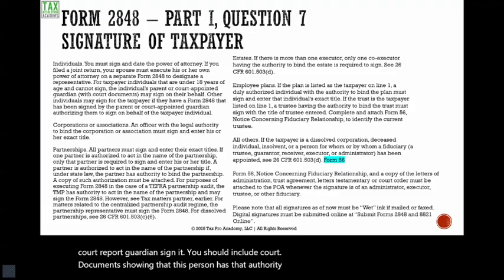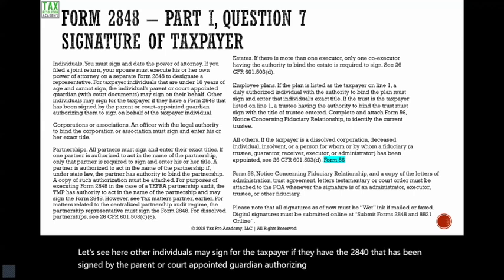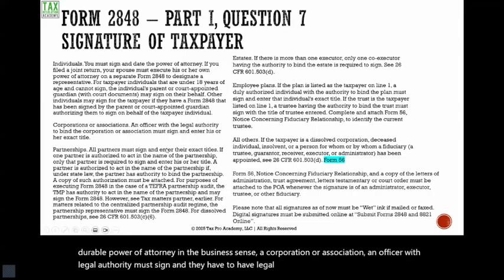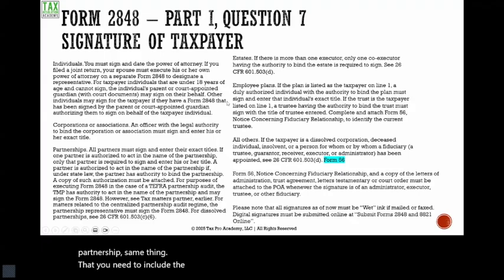And outside of that, other individuals may sign for the taxpayer if they have a 2848 that has been signed by the parent or court-appointed guardian authorizing them to sign, or, like I said, durable power of attorney. In the business sense, for a corporation or association, an officer with legal authority must sign, and they have to have legal authority to bind the corporation. Partnerships, same thing. You need to include the name and title of the person.